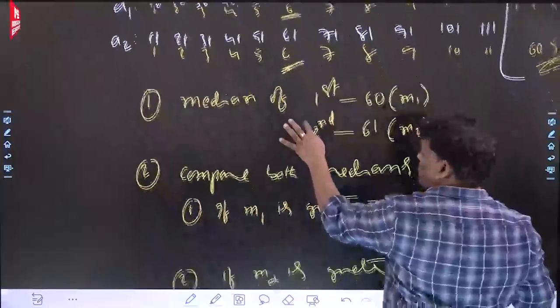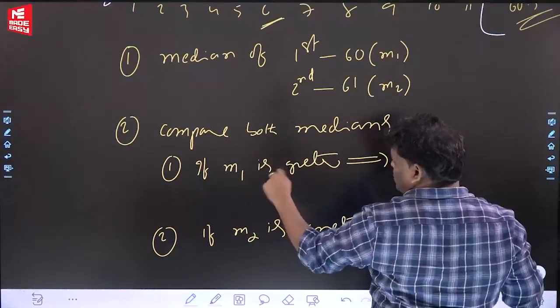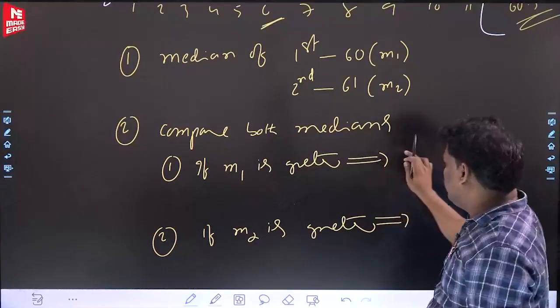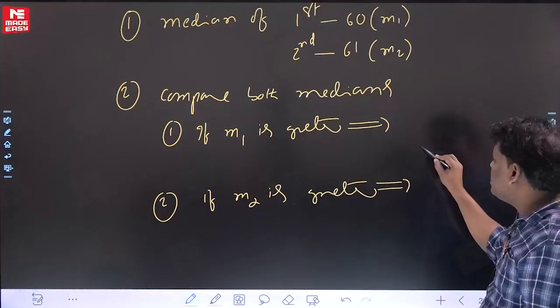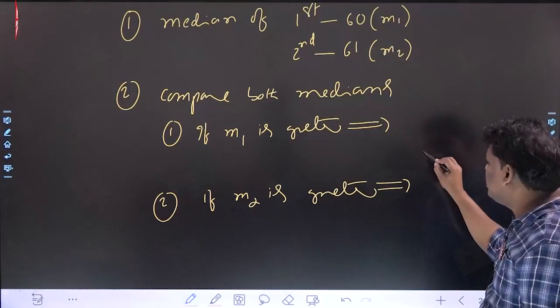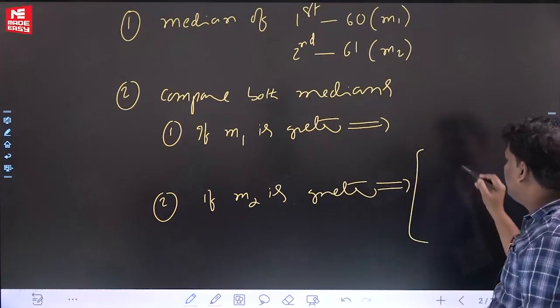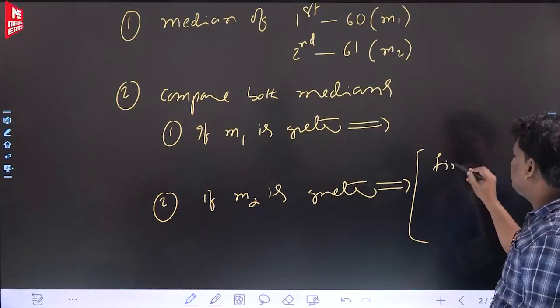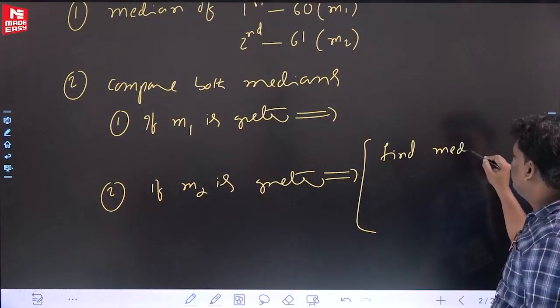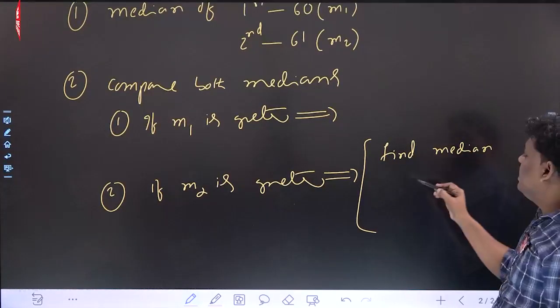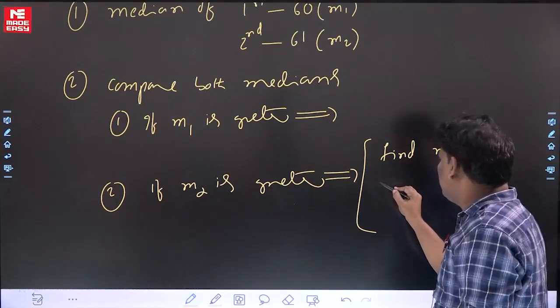So let me write now. Compare both the medians. If M1 is greater, one story. If M2 is greater, then what is the answer? Then, if M2 is greater, you have to do this story. See this one. Then find the median. Carefully listen. Then find the median.